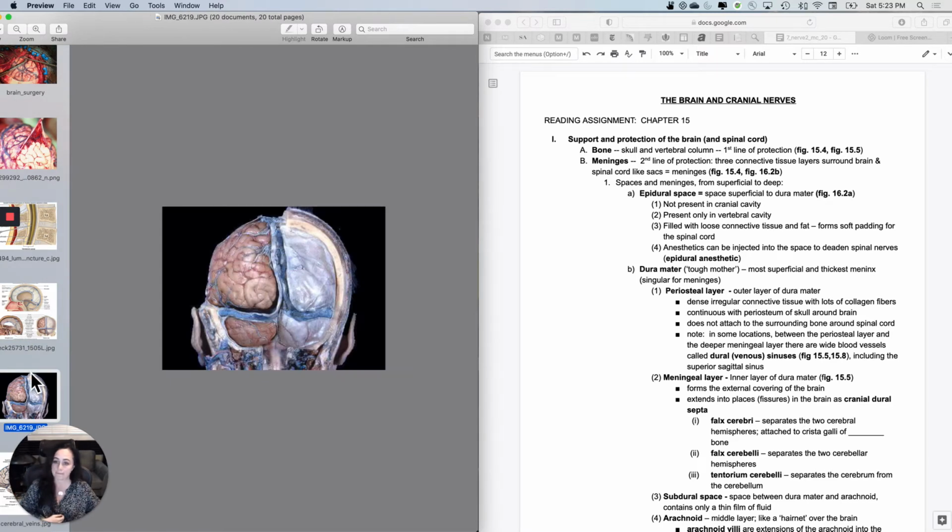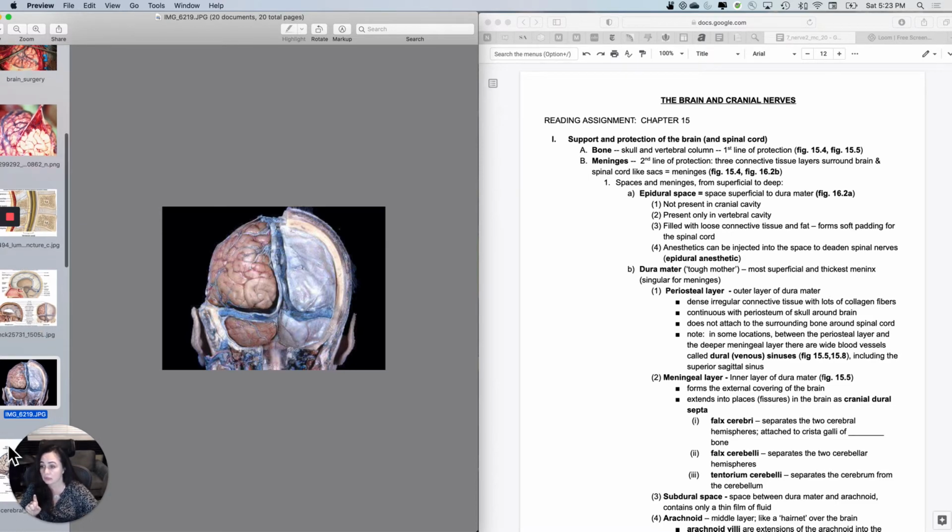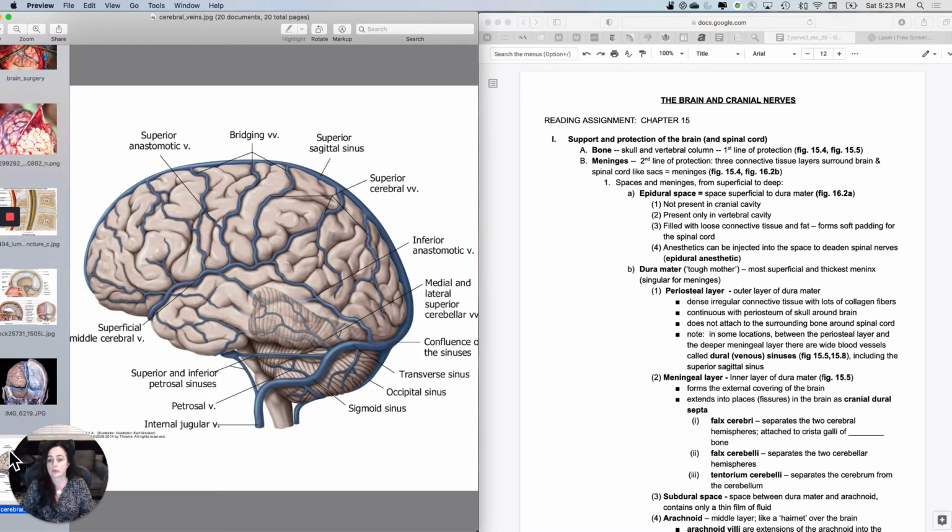Okay. So this picture you can see here is the bone itself, and it would have the periosteal layer of the dura mater stuck to it. Here is the meningeal layer of the dura mater. When you take the skull off, the periosteal layer goes with it, and then you can see these blood vessels that were between the periosteal layer and the meningeal layer of the dura mater. So there's that view. Here's another drawing that's showing you these.